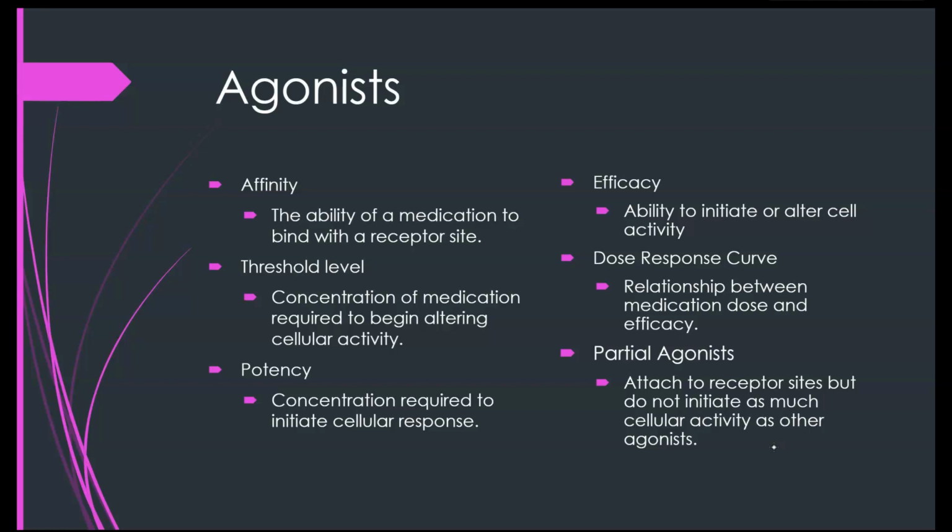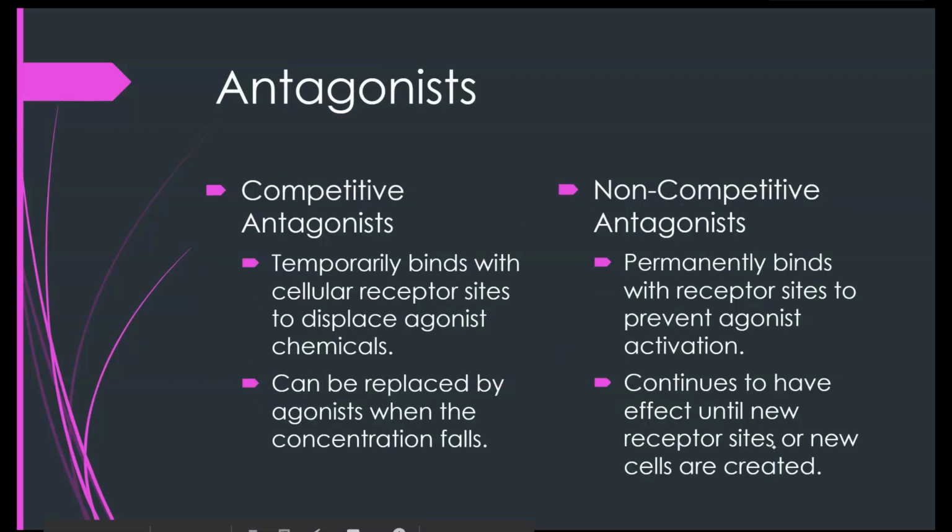They also have partial agonists, which are sometimes called agonist-antagonists. They will bind to the receptor site but not create as much activity. Antagonists come in two flavors: the competitive type, which can be bumped off of the cells, and the non-competitive antagonists. The weird part about non-competitive antagonists is that they permanently bind with the receptor sites. So their mechanism of action is a little bit longer, because now you need to wait for your body to create brand new receptor sites.